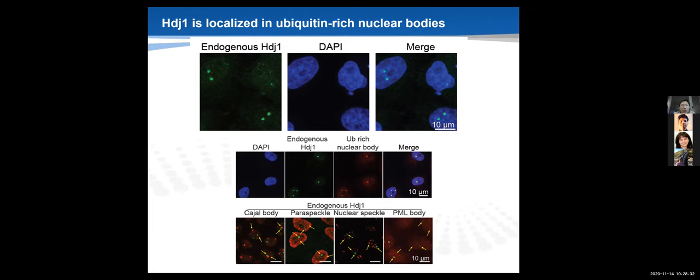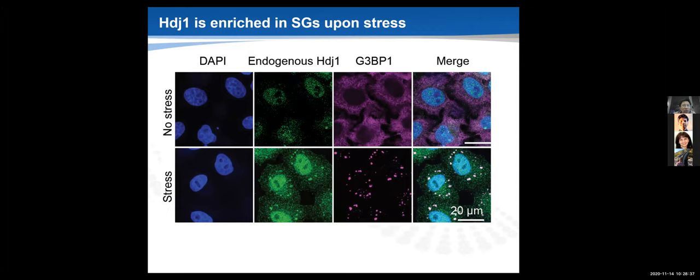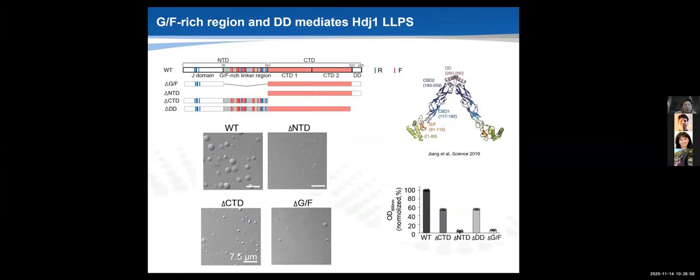And very interestingly, upon stress, we saw that endogenous HSP40 is enriched from the nucleus to the cytoplasm. It gets into the stress granule. So this is a very interesting HSP40. Upon stress, it can get into the stress granule, showing that indeed HSP40 undergoes phase separation and is involved in stress granule formation.